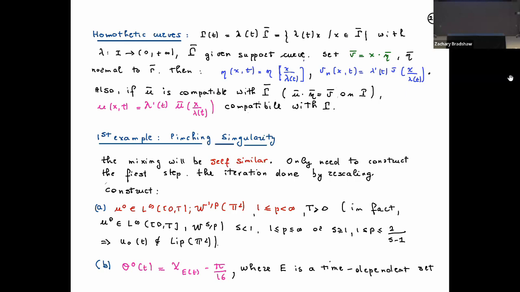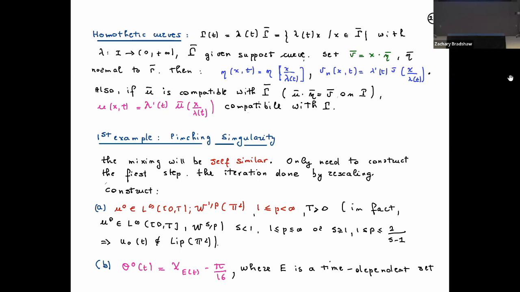We'll do in detail only, time? How long do I have? Okay, so I may not finish, but I will start. I will discuss in detail only the first example, the pinch singularity. The reason why I want to do that is because this example shows some interesting phenomena for regular Lagrangian flows that were not known before our example. The mixing will be totally self-similar. So in some sense, I only have to describe what happens at the first step, and then the subsequent steps are done by a scaling.